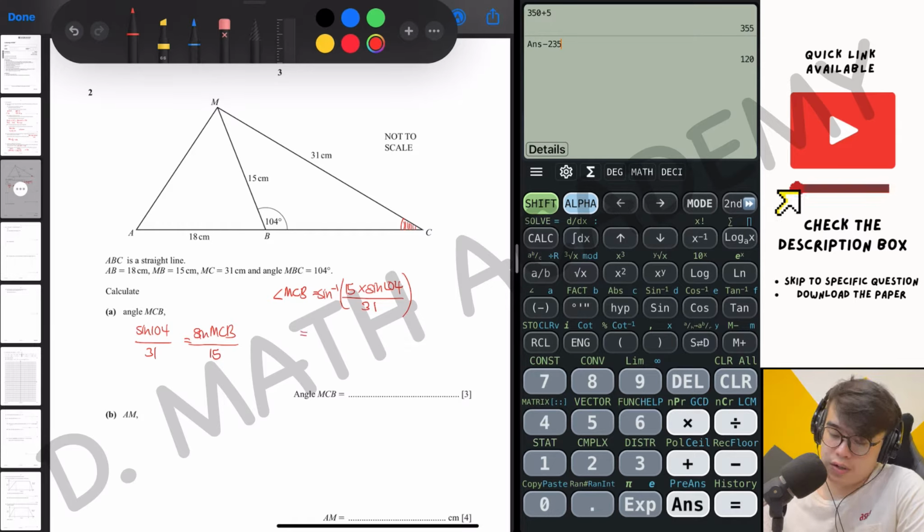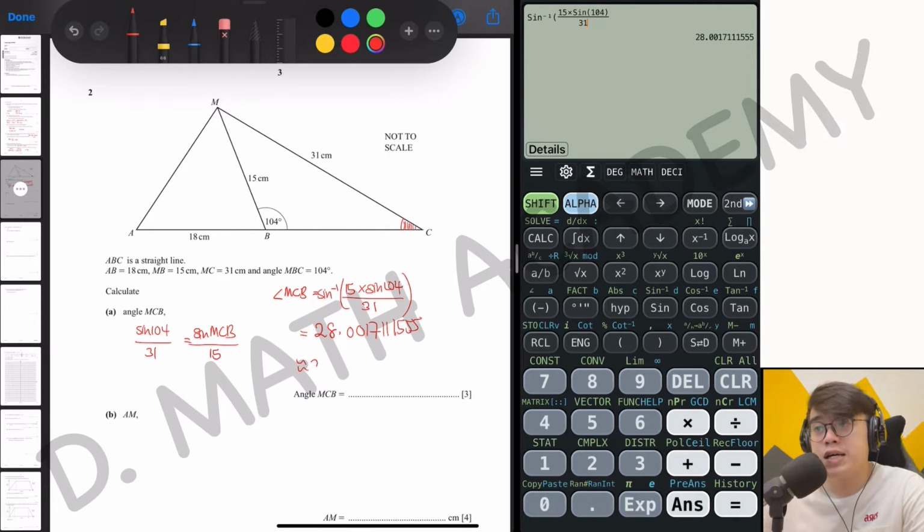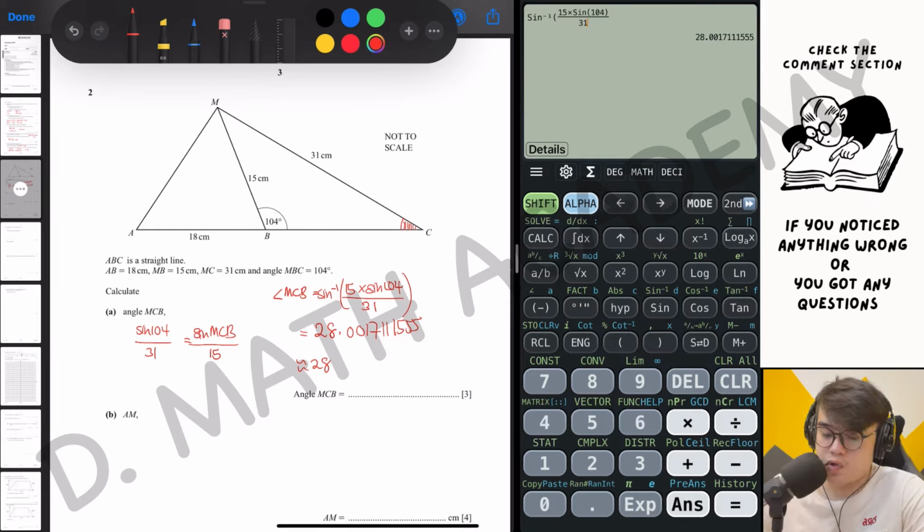Make sure everything is in degree form. Sine inverse of 15 times sine 104 divided by 31. So we get the answer as 28.00171111555, which is approximately 28 after correcting it to 3 significant figures.